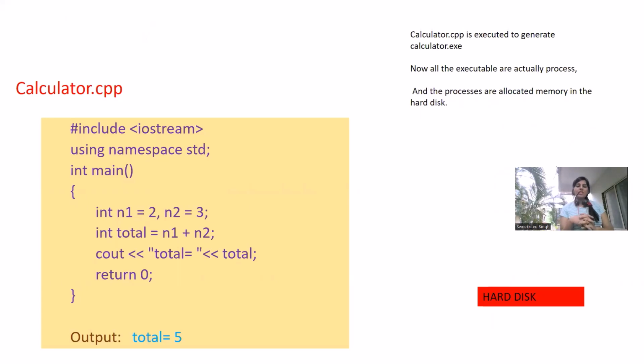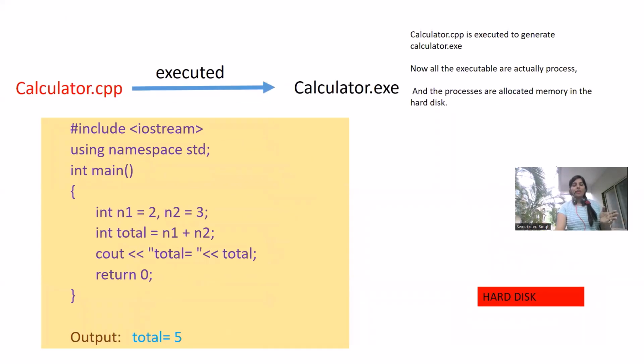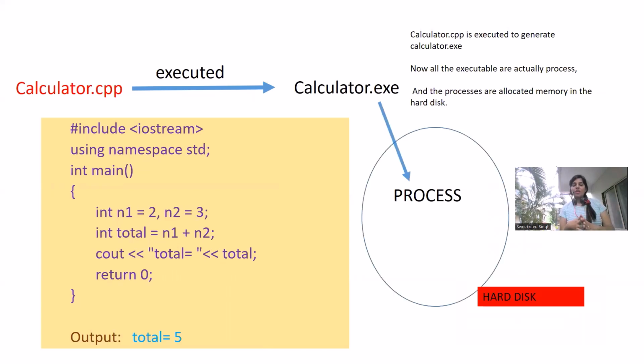So this Calculator.cpp is the program. When this program is executed, it generates calculator.exe. Now all the exe which are generated is actually nothing but a process. Now process are allocated memory in the hard disk. So always take care of this, that whenever a program generates an executable file, it is a process. So all the exes are nothing but a process, and process are allocated memory in the hard disk.